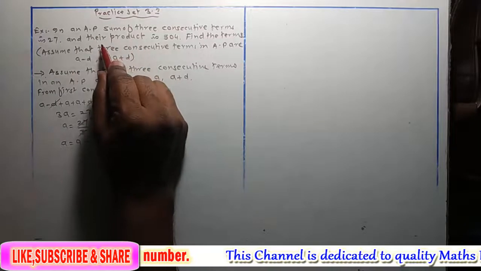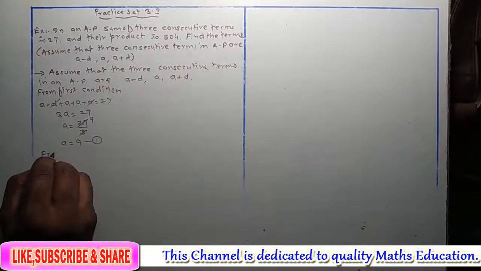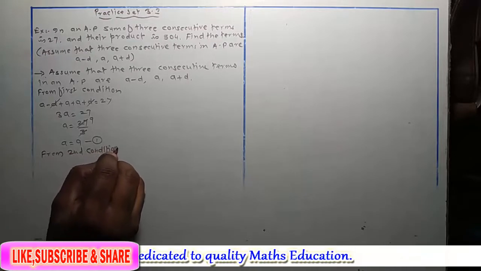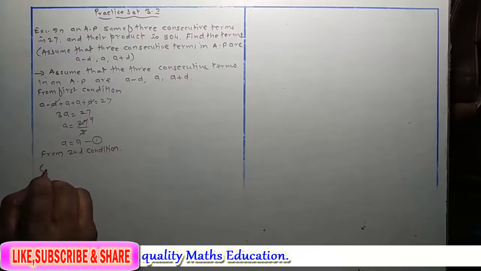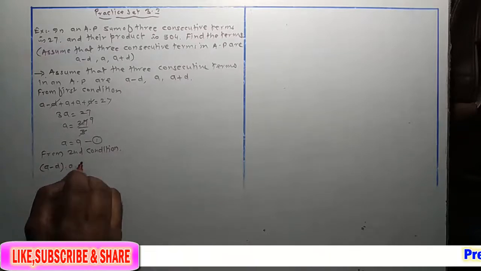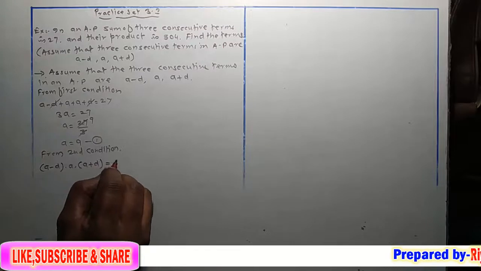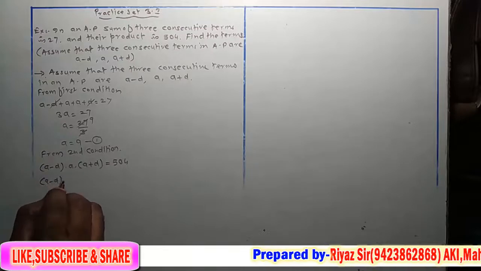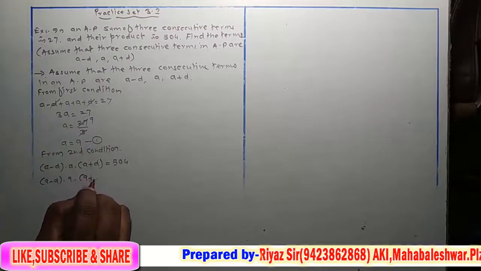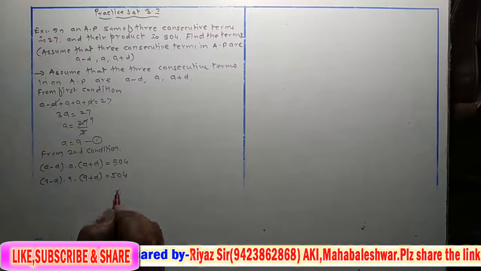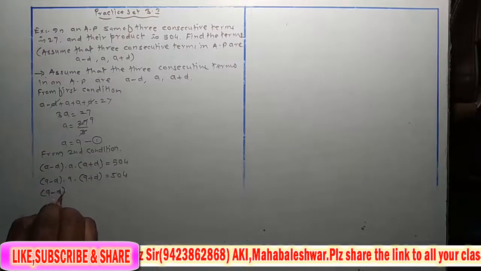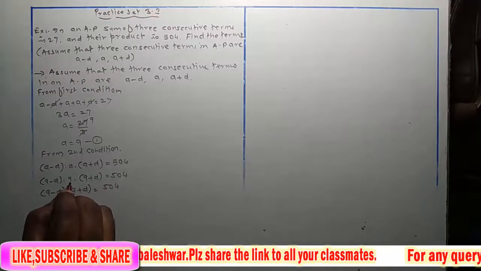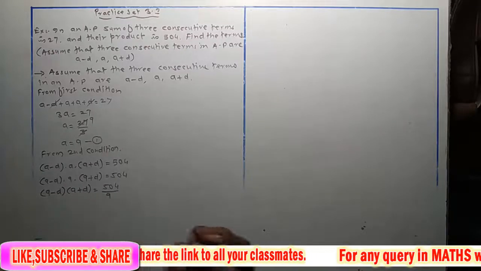Okay, and second condition, their product is 504. From second condition, what is that second condition? Their product means A minus D into A plus D into A is equal to 504. Just put value for A. It is 9 minus D into 9 plus D is equal to 504. This 9 is in multiplication. On right hand side it comes in the denominator.